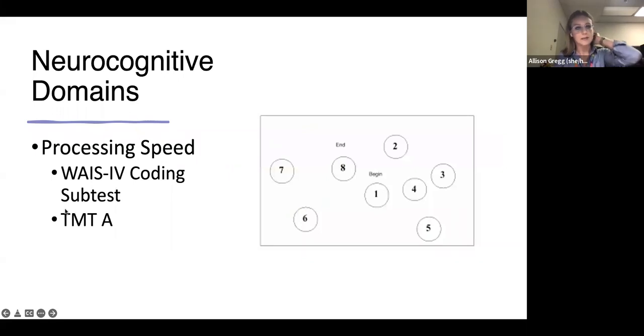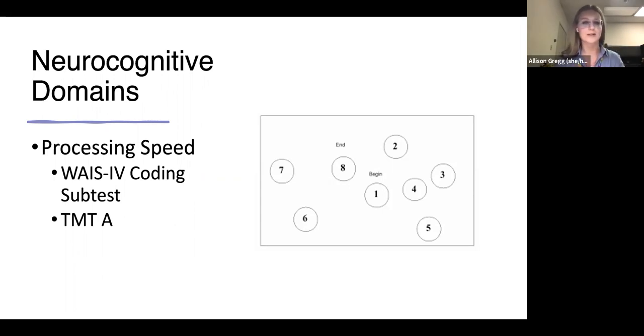Then we have processing speed: how quickly an individual can process and synthesize information presented to them. This also has some impact on visual scanning speed. Perhaps the best, most simplistic example of this is Trails A, which I believe we have probably all seen at some point, where we ask the individual to connect the numbers in increasing order as quickly as they can. Another way we might evaluate this more thoroughly is with the WAIS coding subtest.